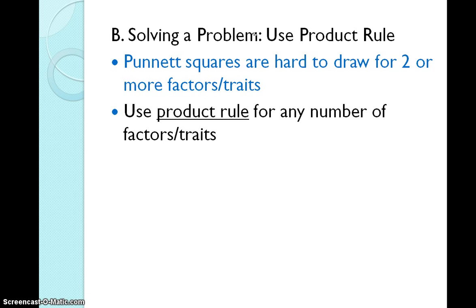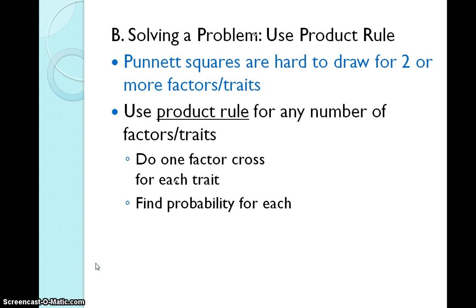So we will be using the product rule for any number of traits: 2, 3, 4, or even more. What you will do when you're using the product rule is begin by doing a one-factor cross for each of the traits listed, so a simple 4-box Punnett square. You'll find the probability from the Punnett square for each of your traits. Then you simply multiply the different probability fractions together to get your answer.